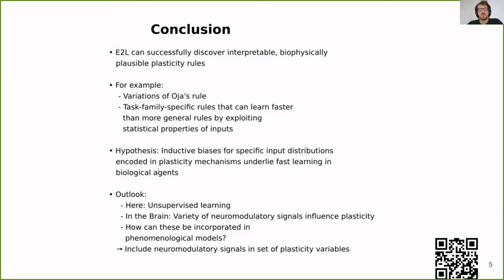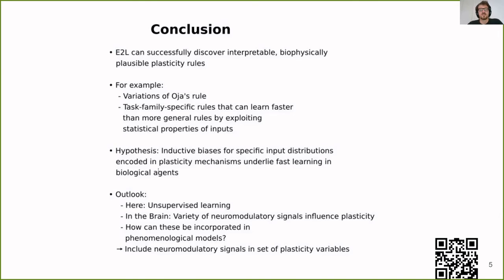We can say that our evolving to learn framework can successfully discover interpretable, biophysically plausible plasticity rules, such as variations of Oja's rule, but also rules that are specific to the used task family and exploit statistical properties of the input data. Whilst thinking in machine learning terms, this could be interpreted as overfitting to data, we actually believe this is a strength of our approach.